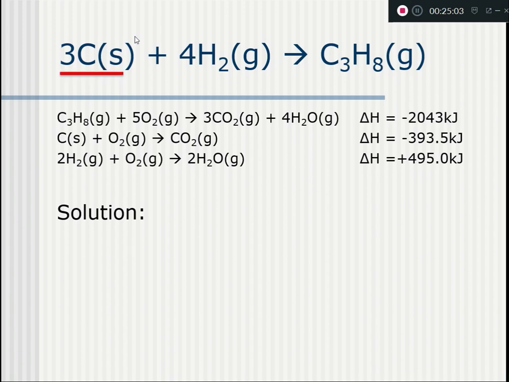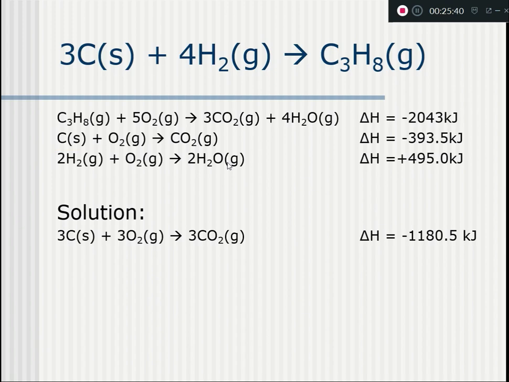So I look for my carbon. It has 3 carbons in my desired reaction, but of the reactions that I was given, only one has carbon by itself, and that carbon is on the right side, but it has the wrong coefficient. So I'm going to have to take this reaction and rewrite it, multiplying everything by 3 to get the 3 out front. Then I have to triple my heat that was there. So the negative 393.5 times 3 is negative 1180.5.